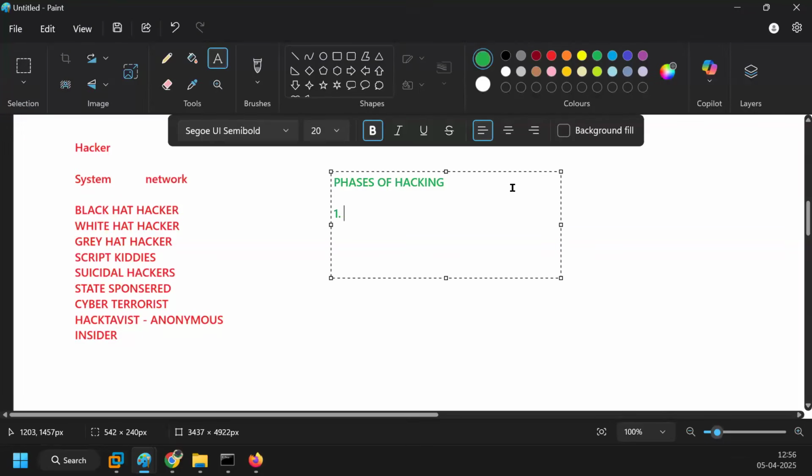Now, over here, the very first phase we call footprinting. Then we have scanning. The third phase is gaining access. The next one is maintaining access. And the last one is covering tracks. So the very first phase is what we call footprinting, and the footprinting phase is the very first and the most important phase while performing hacking or ethical hacking.